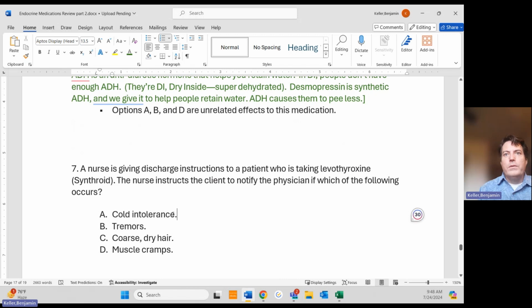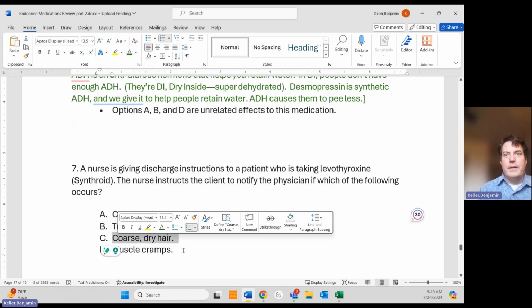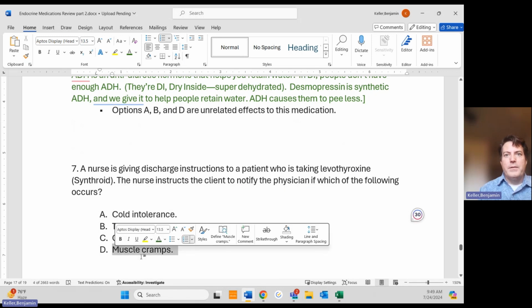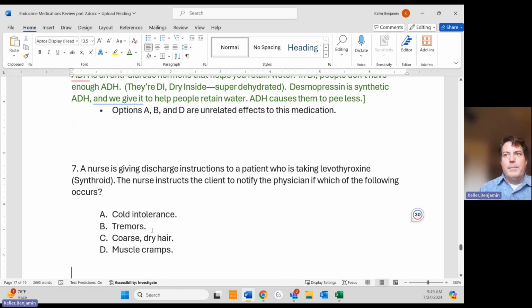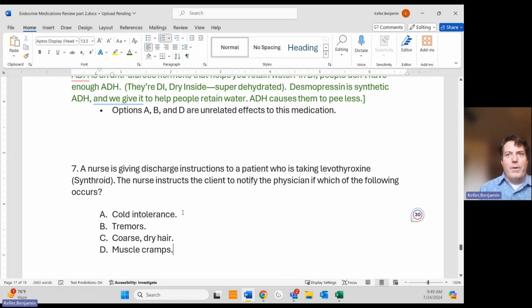So is cold intolerance? Let's see, why would they be taking that? They would be taking it because they have hypothyroidism. Is that a sign of hypothyroidism? Yep. Is that what they should be doing? Coarse hair? Yep, that's a sign of hypothyroidism. Muscle cramps? Sign of hypothyroidism. So if you want to notify the patient, you probably should notify them that your thyroid medication isn't working.